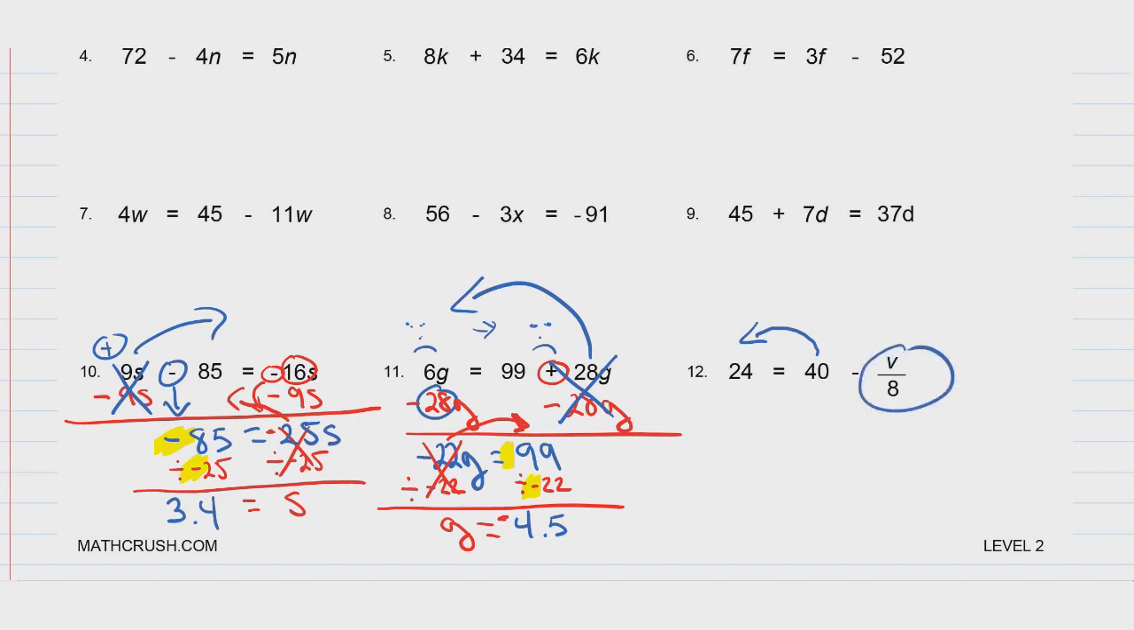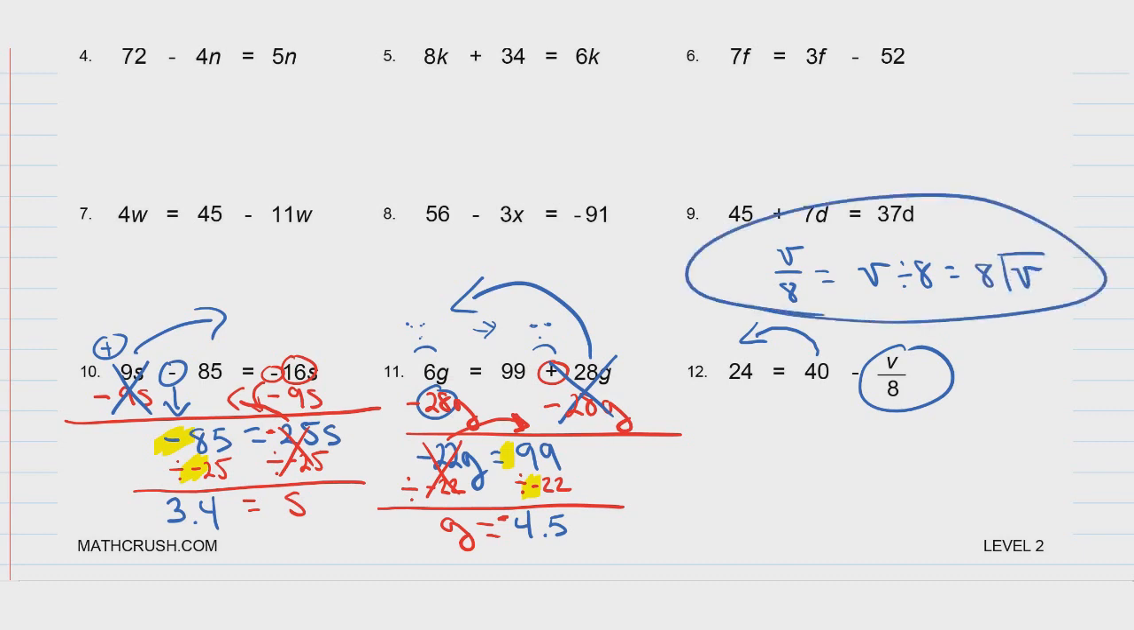Now the question is, what is this thing right here? What does v over 8 mean? Well, yes, it is a fraction, but v over 8 also means v divided by 8. It also could be written like this in long division. So these are all the same. So if this means division, when we send the 8 to the opposite side, we must do the opposite operation, which means we must multiply. But we're getting a little ahead of ourselves. Let's first move the 40. Let me erase that really quick. So we're going to move the 40 to the other side to join the 24 to make them happy.